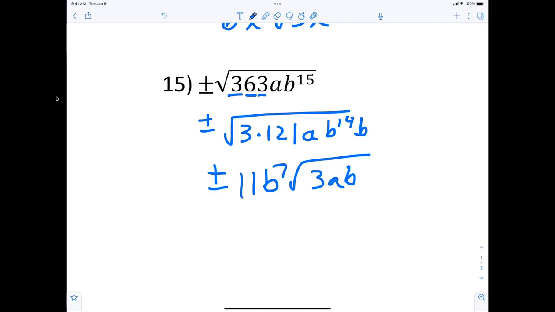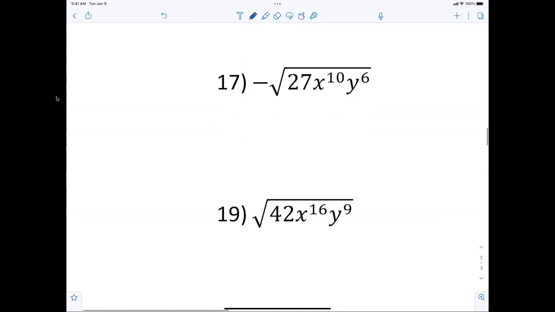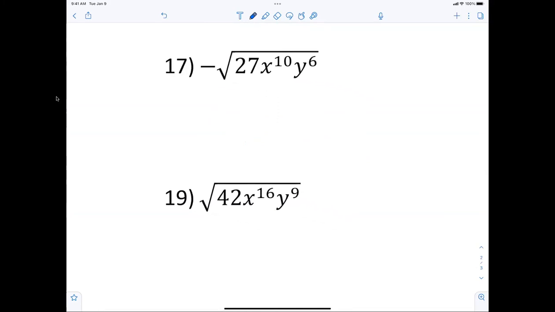Everybody's okay with that, right? Yeah. All right, flip the page. 27, help me out. How do I break down 27? 3 and 9. Yep, 3 and 9. Are the other ones perfect squares? Yeah, because it's divisible by 2.